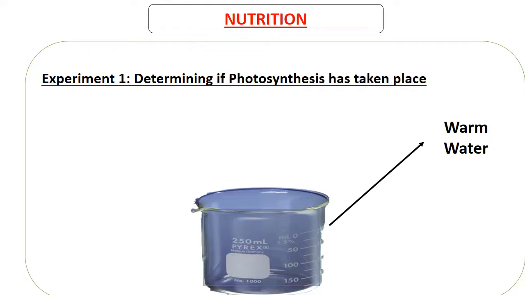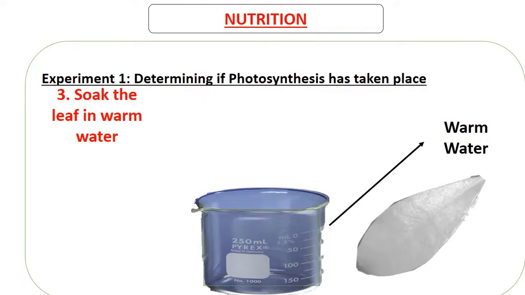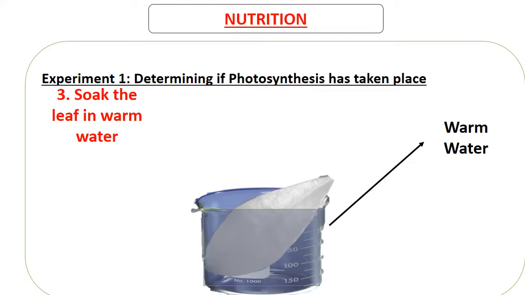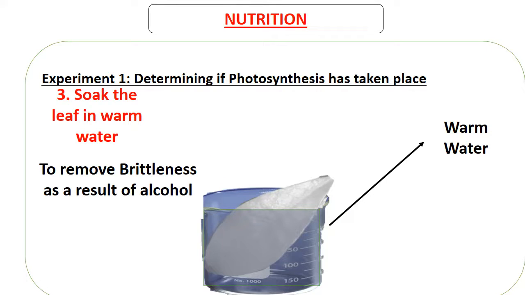The third stage is to soak your leaf in warm water. So get your leaf which has no chlorophyll. Now as you can see, it's not green, it has no chlorophyll. So you soak it in warm water. Why? Alcohol makes the leaf brittle, it can break. So to make the leaf smooth, you soak it in warm water.